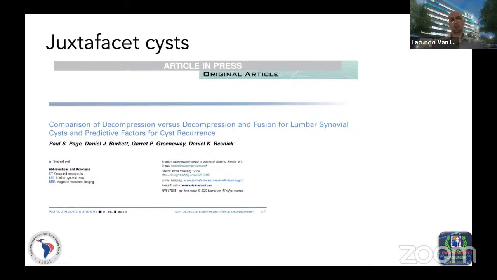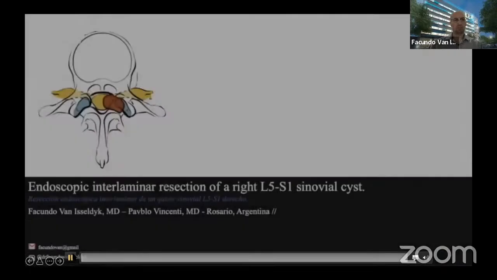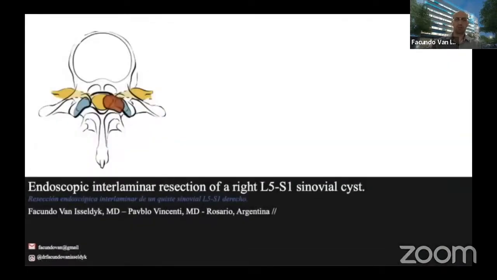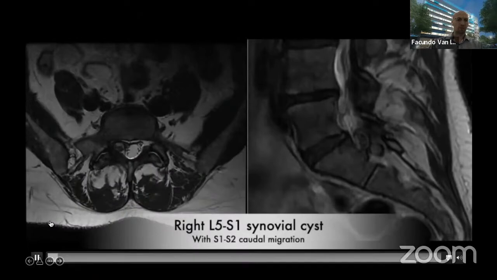If you can just quietly and softly take out the cyst and maybe drill the facet at the exact attachment point of the cyst, the results are really good, and you don't have a posterior instability. That's why endoscopic surgery is really a good option for these patients. Here's a patient that had a synovial cyst arising from the L5-S1 segment.